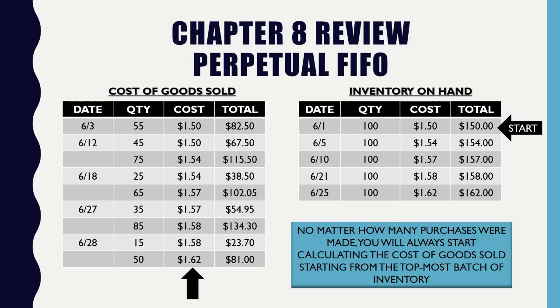Chapter review once again. We looked at perpetual FIFO, where we list out our inventory items, and every time we sell or have a cost of goods sold, we're looking at the cost per item starting from the very top of the list of inventory that we have on hand. We're going to eliminate from the top and slowly make our way down to the bottom.